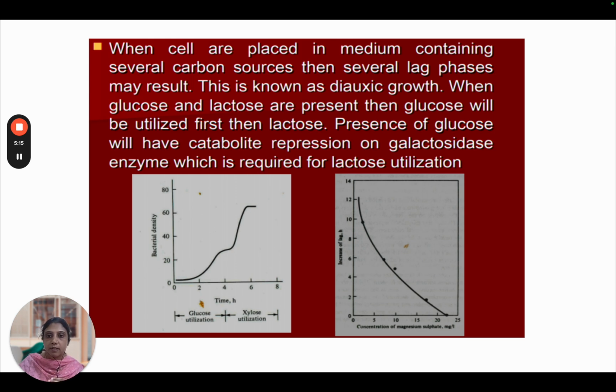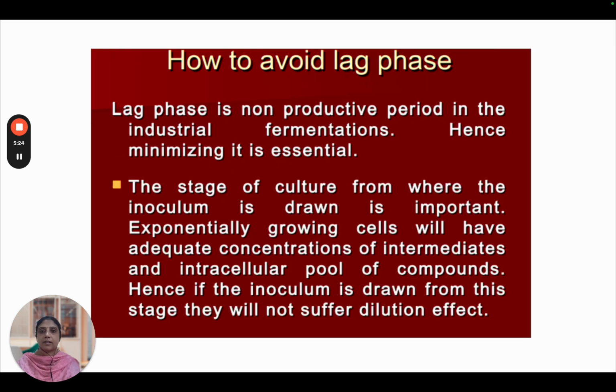So during the utilization of glucose, there will be one lag phase, and then it suddenly stops, and then again after lactose utilization, it will move to another lag phase. So how can we avoid lag phase? It is not a productive period, it is a waste of time, the cells are just getting prepared.